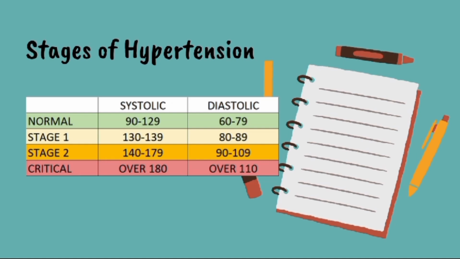In stage 2 hypertension, the systolic blood pressure is between 140 to 179 mm of mercury and diastolic blood pressure is between 90 to 109 mm of mercury. In critical stage of hypertension, the systolic blood pressure is over 180 mm of mercury and diastolic blood pressure is over 110 mm of mercury. These are the stages of hypertension.